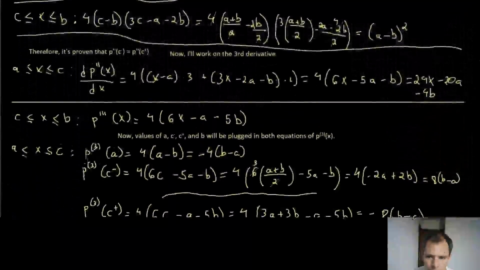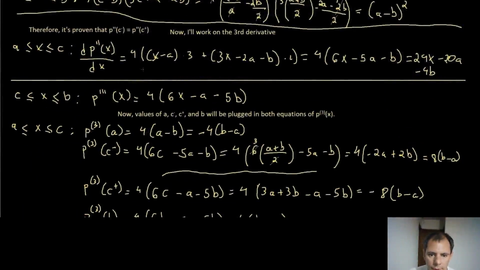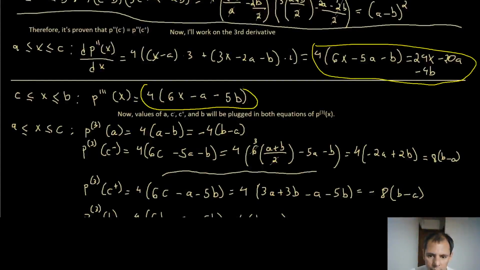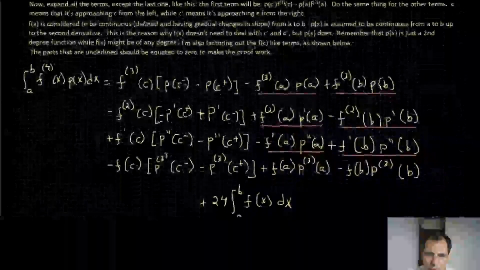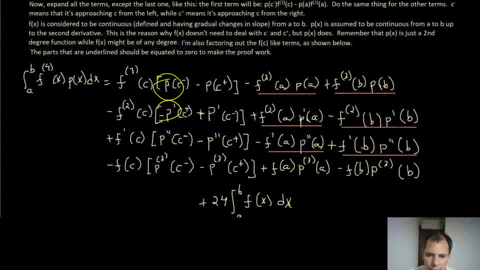So, here we go. I'll work on the third derivative. So you get the third derivative on the left of c, and you get the third derivative on the right of c. This is the third derivative on the left of c, and this is the third derivative on the right of c. And now you see, you have p of c, you have the first derivative of p, the second, and the third.